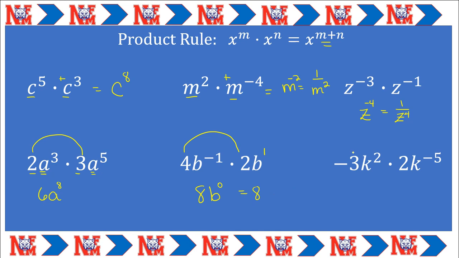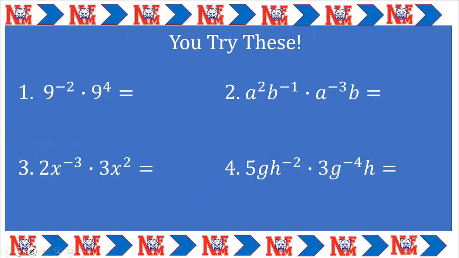Our last example here, we're going to multiply negative 3 times 2. So this is just a negative on that base. So we have negative 6. And now we're going to apply the product rule. 2 plus negative 5 is negative 3. Now we need to simplify this negative exponent. So this is negative 6 to the positive 1, so it stays where it is. And then we're going to reciprocate k and make it have a positive 3. Okay, pause the video and you try these.